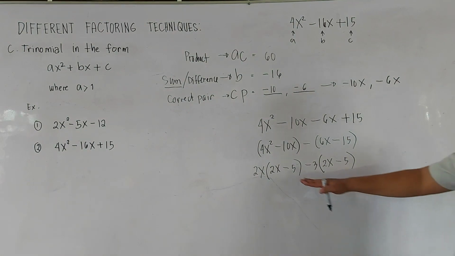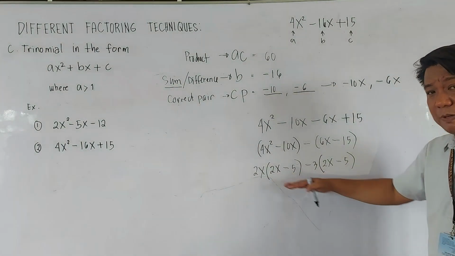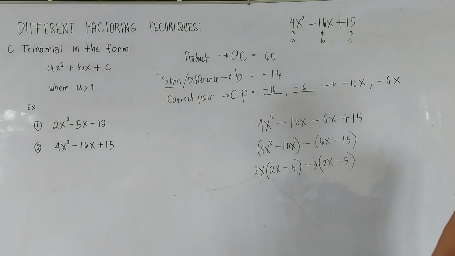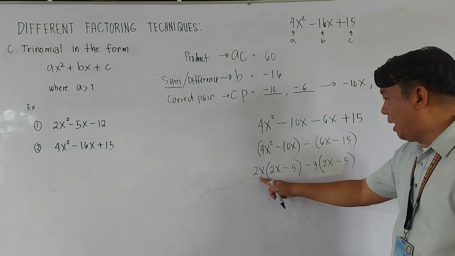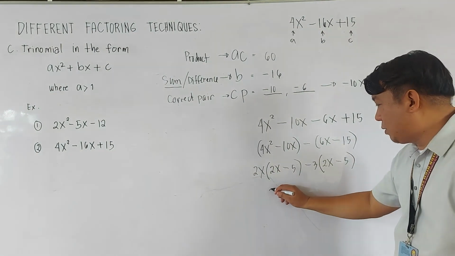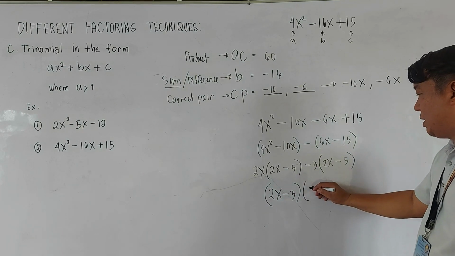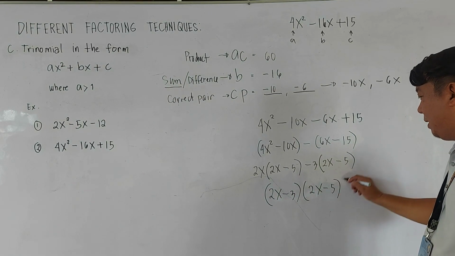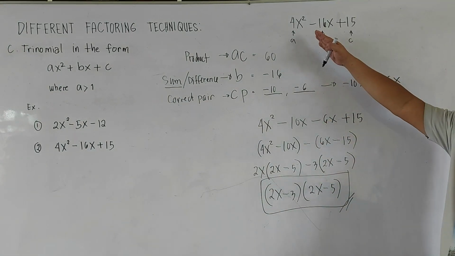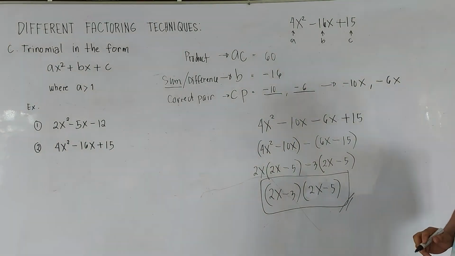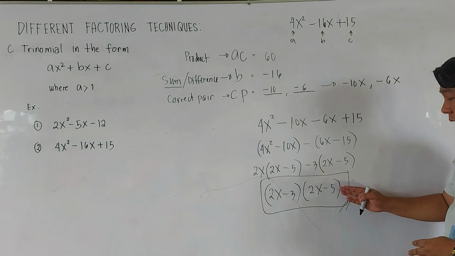Okay. So now, again, pag meron kayong parehong binomial factors, ibig sabihin, your solution is correct. So we have 2x minus 5 and 2x minus 5. So ito ay pagsasamahin natin as one of the factors. So 2x minus 3. And then the other factor is 2x minus 5. And there you have it. So the factors of 4x squared minus 16x plus 15 is 2x minus 3 times the quantity of 2x minus 5.